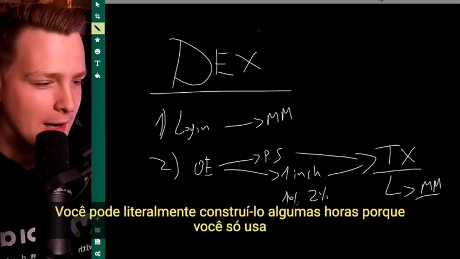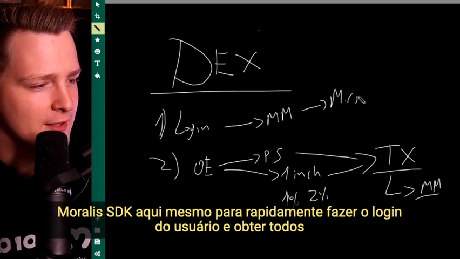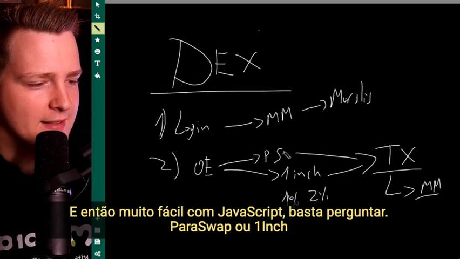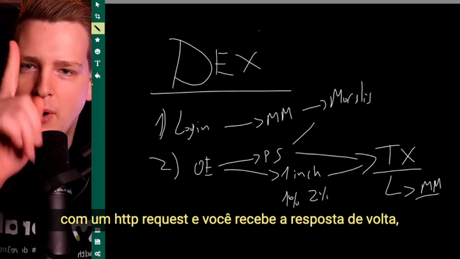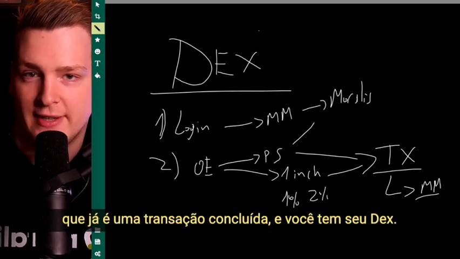This you can literally build in a few hours, because you just use the Moralis SDK right here to quickly log in the user and get all of their transactions, and then very easily with JavaScript, you just ask Paraswap or 1inch with one HTTP request, and you get the response back, which is already a finished transaction, and you have your DEX.